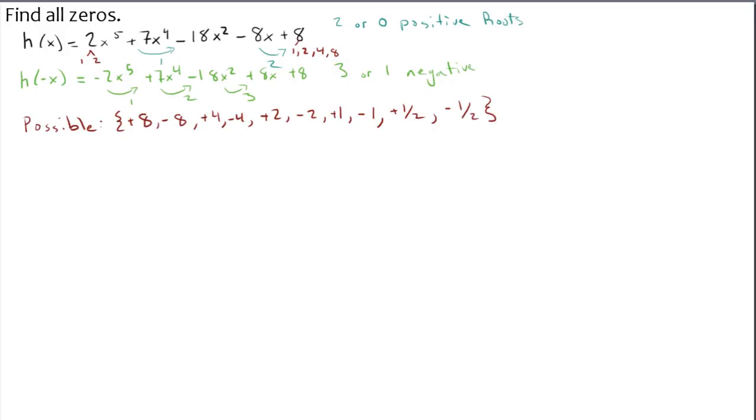I'm going to start over here with negative 1/2. I think I want to start with negative 1/2. I'm going to work my way through doing synthetic division. So negative 1/2, and my coefficients are 2, 7, 0, right? Because there's, call it, plus 0x cubed. There's no x cubed term there. So 0, minus 18, minus 8, plus 8.